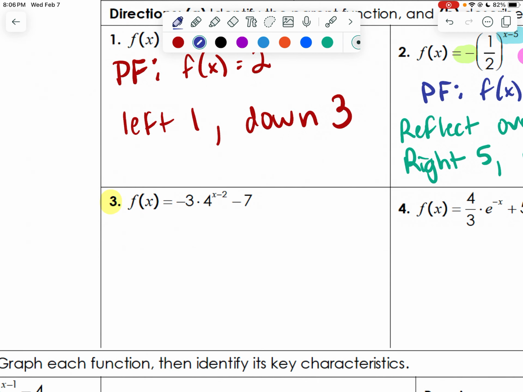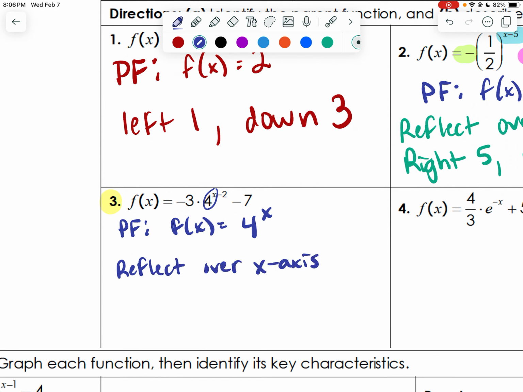All right, so a couple things going on in this one. First of all, the parent function, hopefully you said that it is just 4 to the x, right? It's just that base to the x. 3 doesn't have anything to do with the parent function. But then there's lots going on here. So the negative tells us that there is a reflection over the x-axis. Right, it's out front.